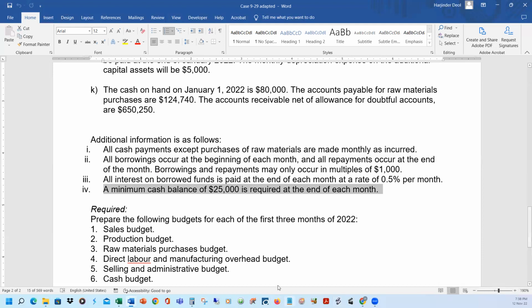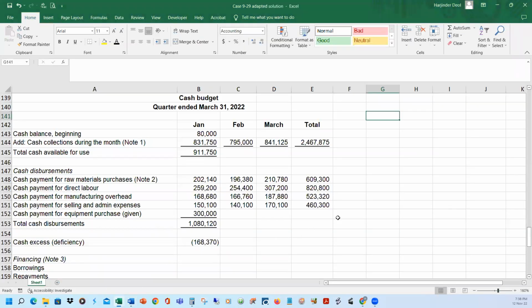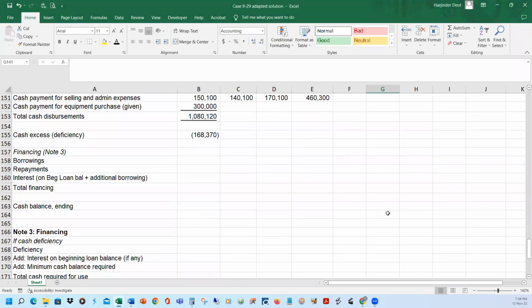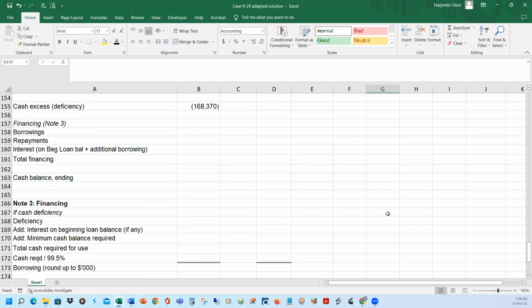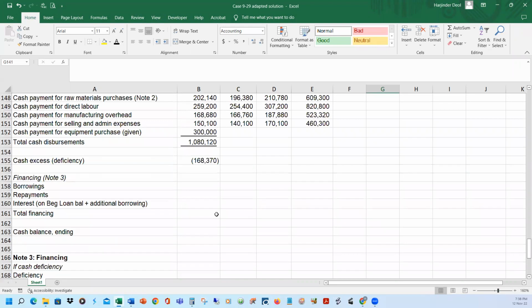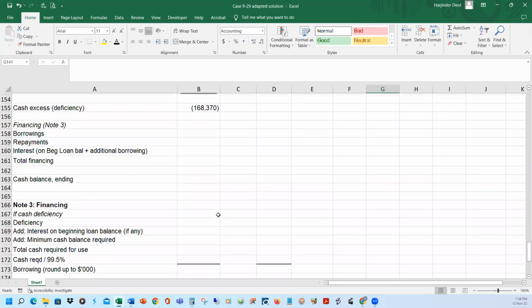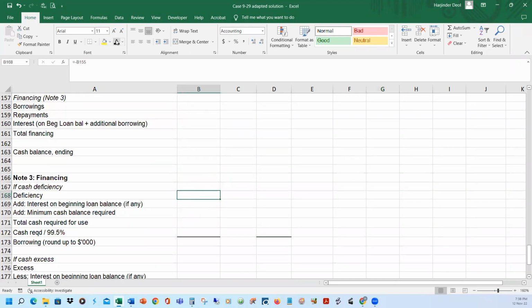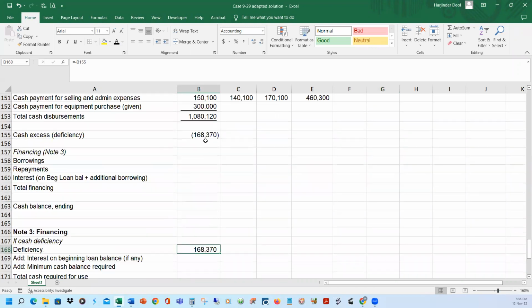We need to do a little bit of math here for how much the company needs to borrow. And I've shown the financing as note 3. So if we have a cash deficiency, and that's the case for January, start with the amount of the deficiency. Well, how much are we deficient of? We are falling short by $168,000. So in order to cover that deficiency, we need to borrow $168,370.